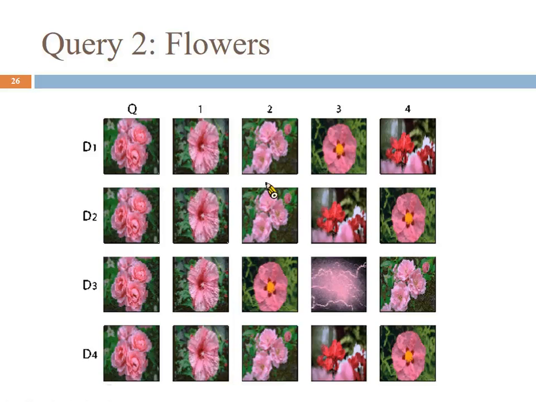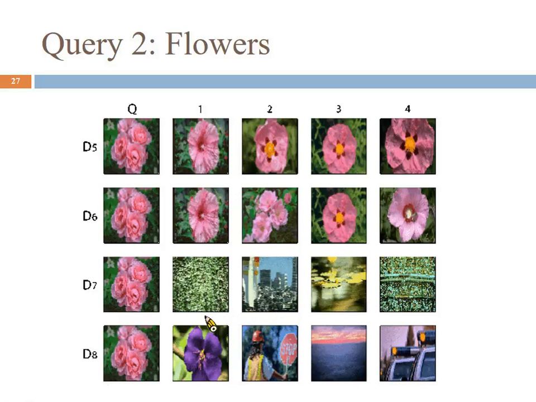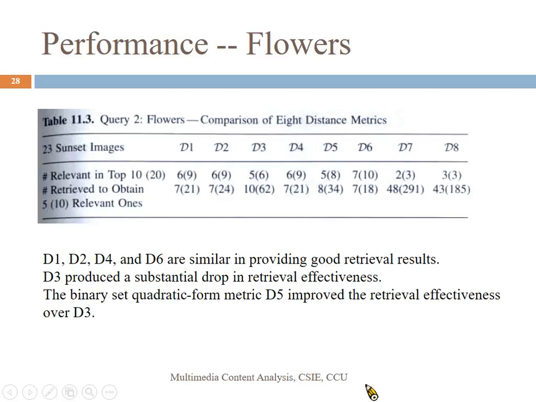The second query is the flower query, and here are the sample results. We can see that D1 is also good, D2 is also good, but with D3 we can see a bad result. We also get very bad results based on D7 and D8. So here is the quantitative result.